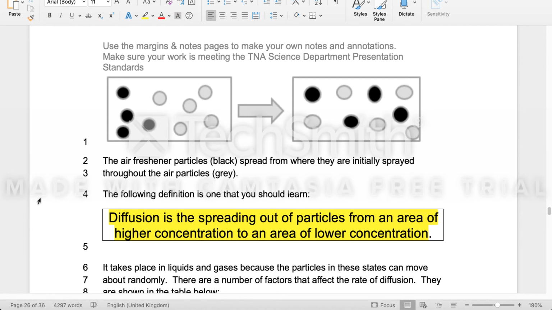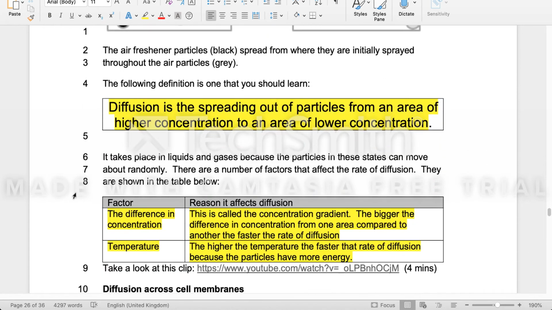Okay. So this definition right here in yellow, I've already pre-highlighted this because it's that important. So let me just read this definition out for you. It says that diffusion is the spreading out of particles from an area of higher concentration to an area of lower concentration. So in order to understand this, you kind of need to understand what concentration is, right? Because if you didn't know what concentration is, then this definition doesn't really do much for you.